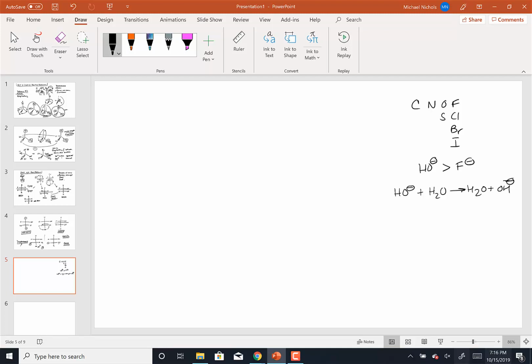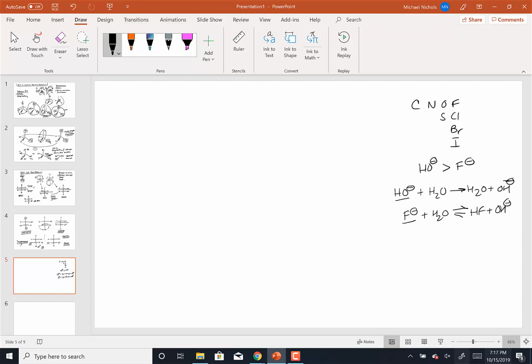This is a 100% complete reaction, whereas F minus, when we take F minus and we react it with water, there's an equilibrium between HF being formed and OH minus. So OH minus is a much stronger base than F minus, because F minus only really partially reacts with water, and OH minus completely reacts with water.